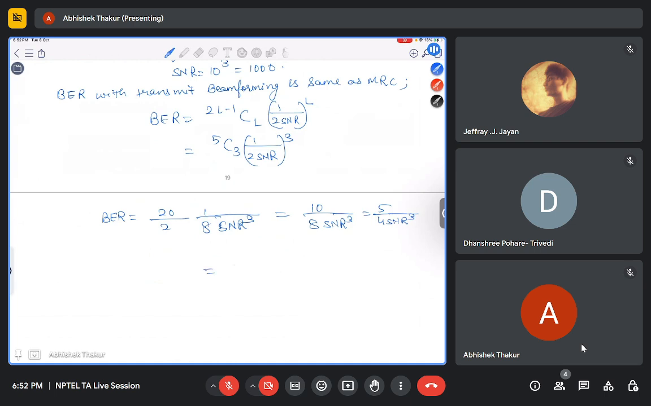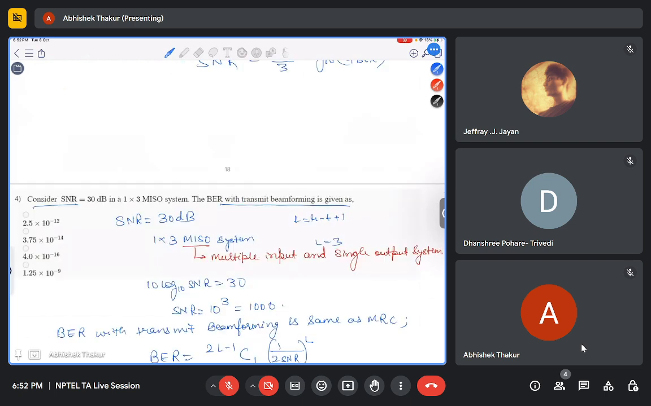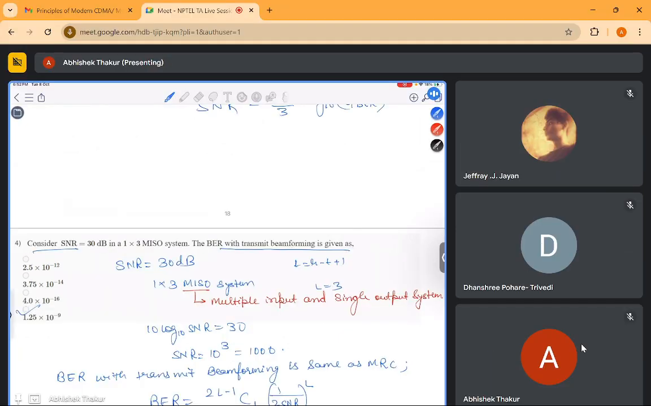So now our SNR is 10 to the power of 3. So this will become 5 by 4 into 10 to the power of minus 9. So it will become 1.25 into 10 to the power of minus 9. So option D is the correct answer for this question. So now we'll move on to the next question.